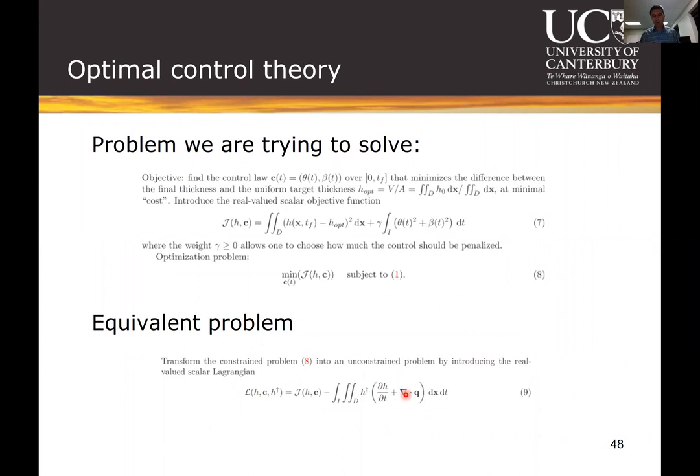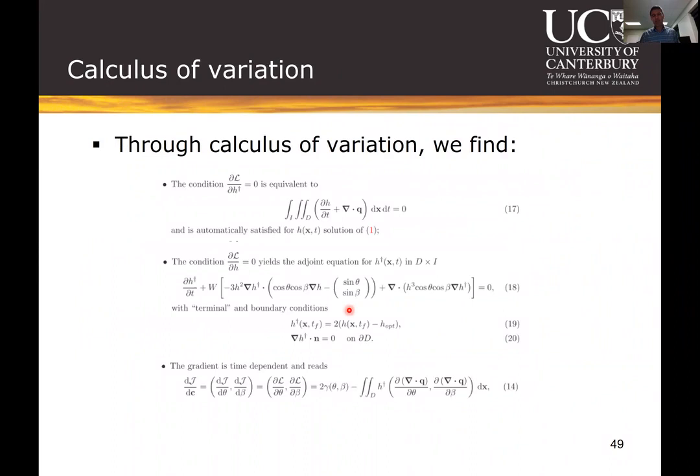But when we do a bit of calculus of variations, you see that when you take the variation of this Lagrangian with respect to the Lagrange multiplier, which is also called the adjoint variable, we basically recover our governing equation. When we take the variation with respect to our state variable, which is the film thickness, we obtain the adjoint equation, which is basically a linear partial differential equation with a terminal boundary condition. And when we take the variation of the Lagrangian with respect to the controls, the angles theta and beta, we obtain this expression, which basically allows us to evaluate the sensitivities.